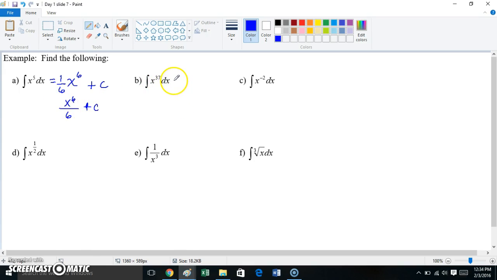Okay, x to the 37th. The integral of x to the 37th will be 1 over 38, x to the 38 plus c. The integral of x to the negative 2. Okay, the anti-power rule is going to work the same way. We're going to increase that power by 1. That's going to be x to the negative 1 divided by negative 1, which is the same as multiplying by negative 1. So negative x to the negative 1. I prefer to see this as negative 1 over x plus c.